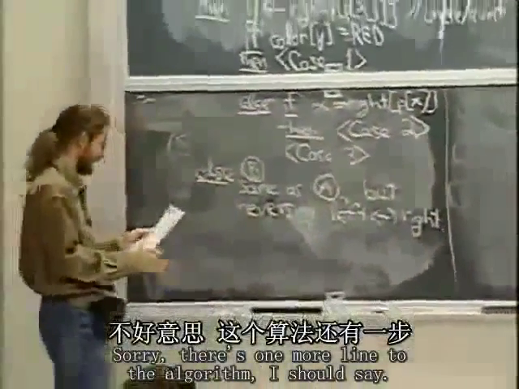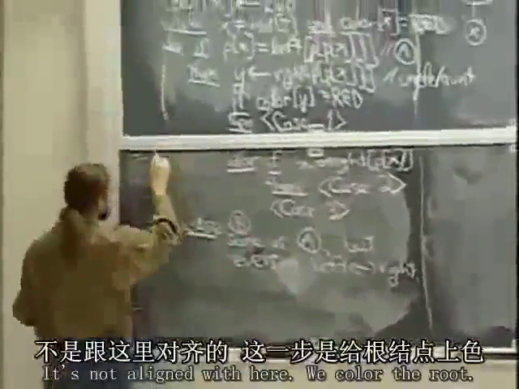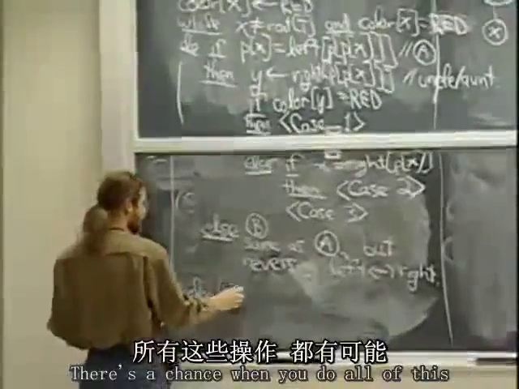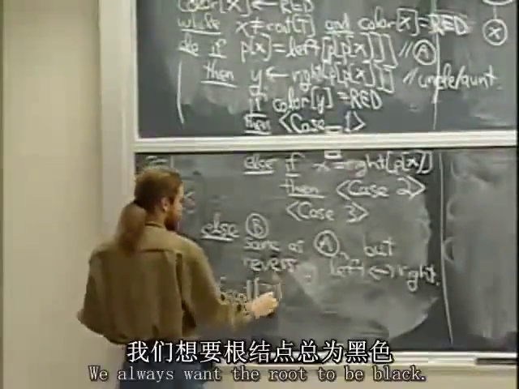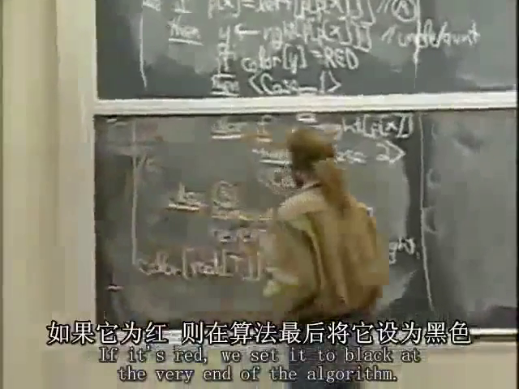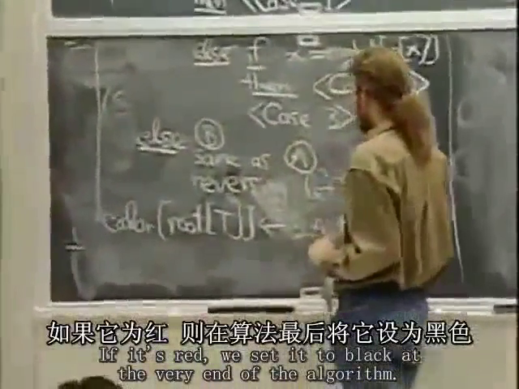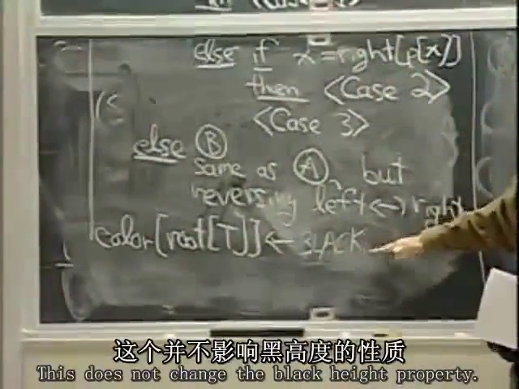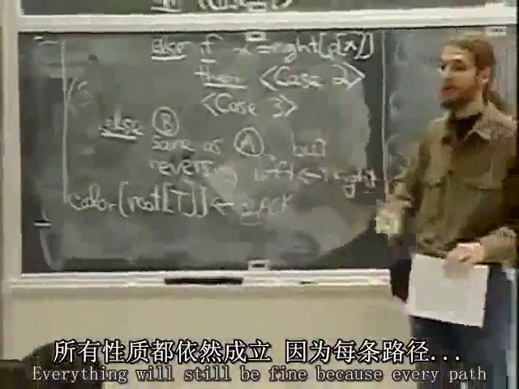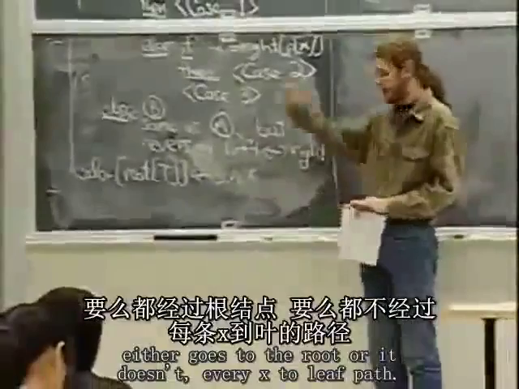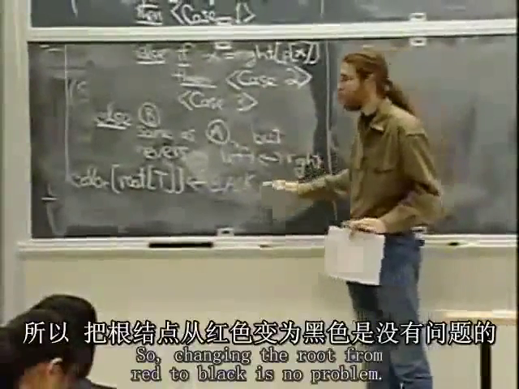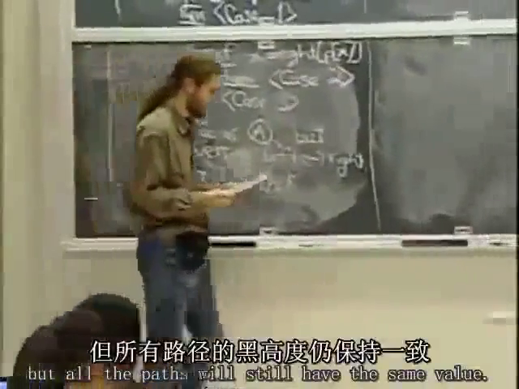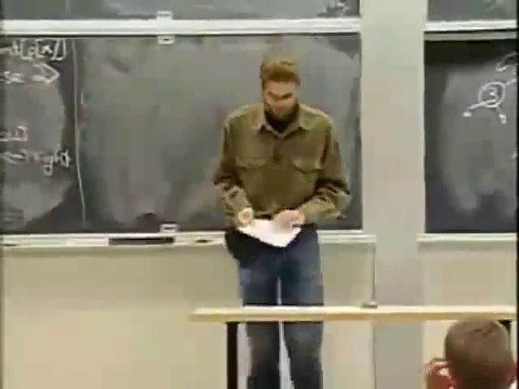There's one more line to the algorithm, I should say. So aligned with here, we color the root. There's a chance when you do all of this, the root becomes red. We always want the root to be black. If it's red, we set it to black at the very end of the algorithm. This does not change the black height property. Everything will still be fine because every path either goes to the root or it doesn't. Every X to leaf path. So changing the root from red to black is no problem. It will increase the black heights of everyone, but they'll all stay. All the paths will still have the same value, just it'll be one larger.